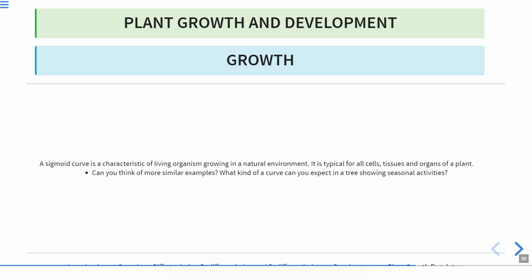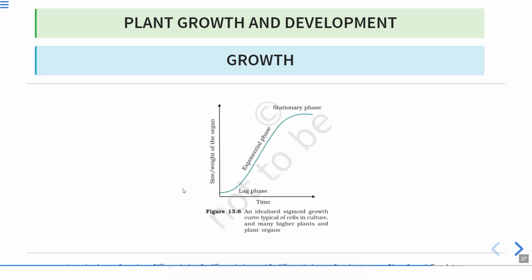So can you think of more similar examples? What kind of curve can you expect in a tree showing the seasonal activities? Okay, how do you see such activity when there is a seasonal growth or seasonal activity? So here you can see an idealized sigmoid growth. In nature, you see the sigmoid growth, and that is why it is written here an idealized sigmoid growth curve. Okay, that is typical of cells in culture and many higher plants and in the plant's organs.